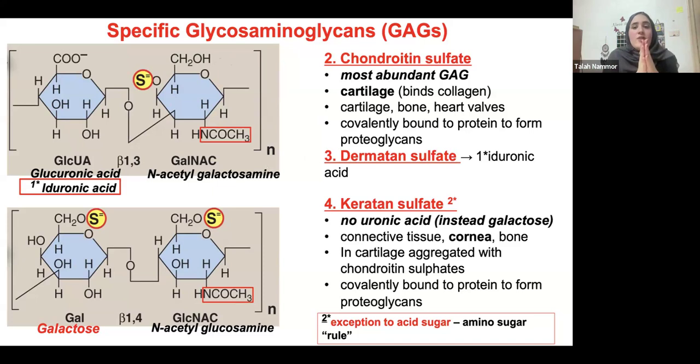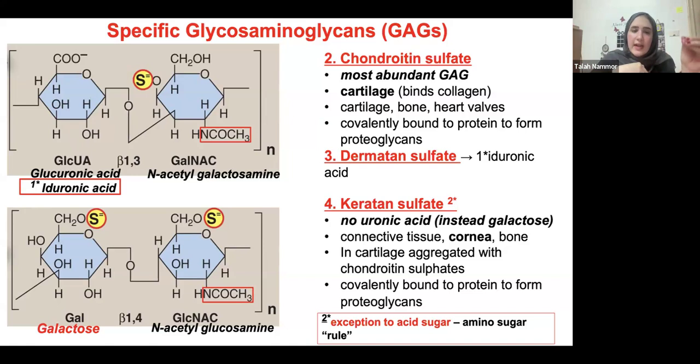Okay? Then we have chondroitin sulfate and dermatan sulfate. Both of them are made up of N-acetyl galactosamine, either with glucuronic acid or iduronic acid. Okay? And what's the most abundant? Chondroitin sulfate. Keratan sulfate, dermatan sulfate, we said iduronic acid, and that's all you need to know.